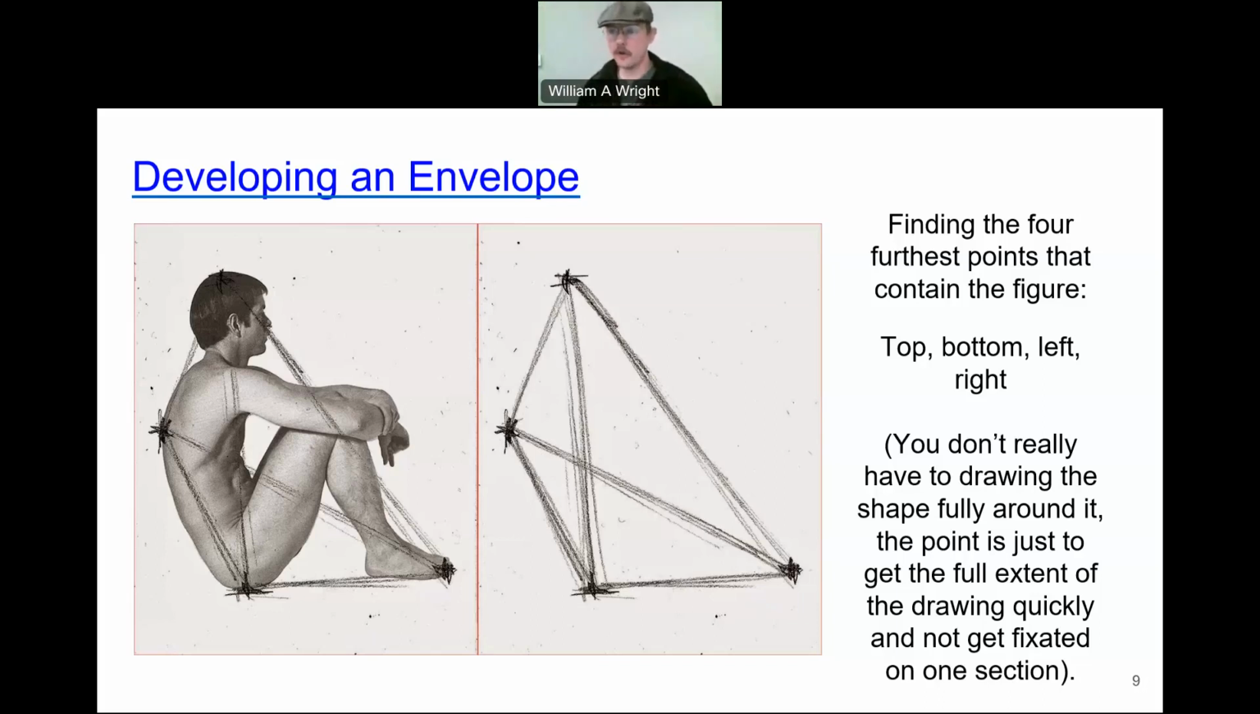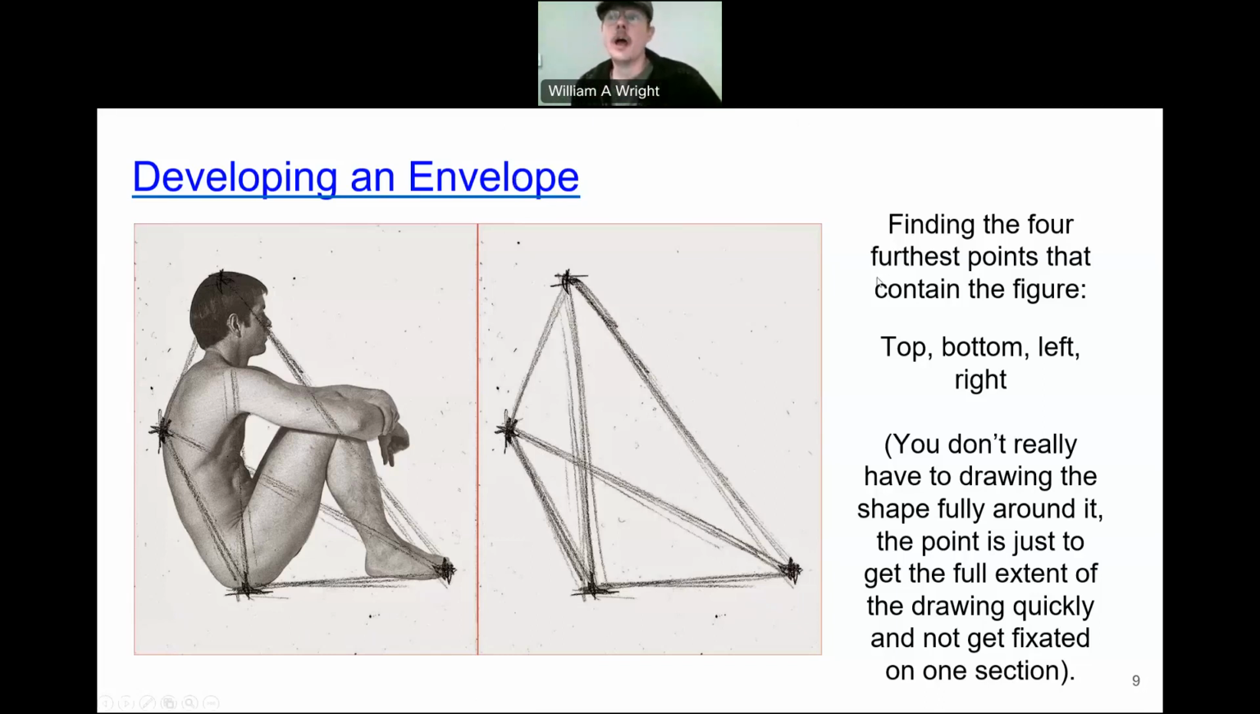Do not get focused on starting with the head and then moving to the shoulders and then go to the hips and then go to the legs. No, don't do that. Draw the whole thing. I used to play the song Jump Around in my classroom because I thought it was kind of a goofy way of reminding you guys to move around the page, move quickly. You don't have to draw the full shape around it again. The point is to get the full extent of the drawing quickly and not get fixated on one section.